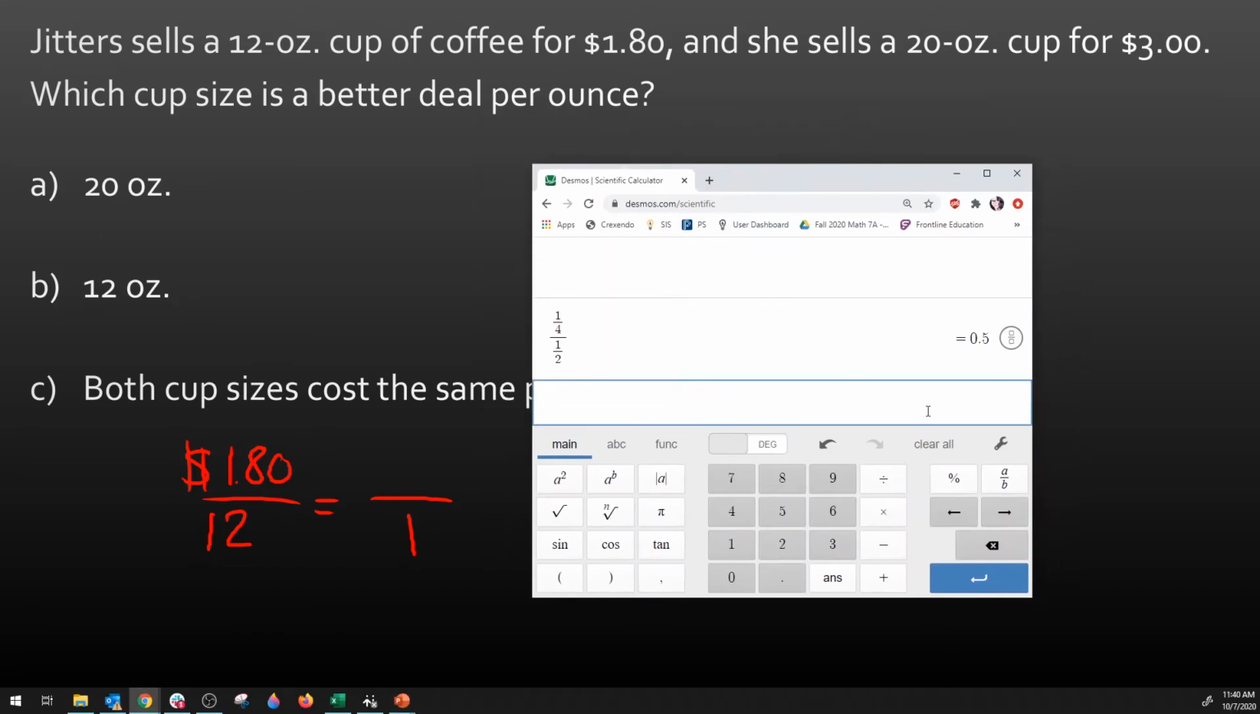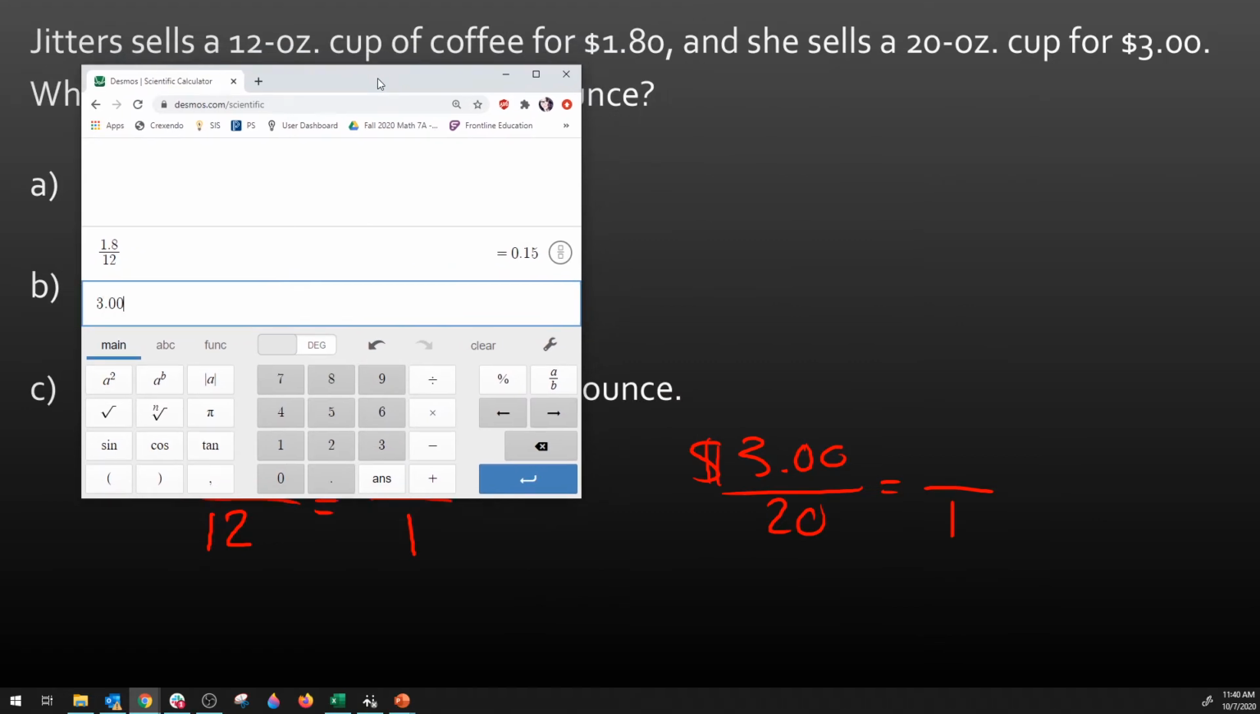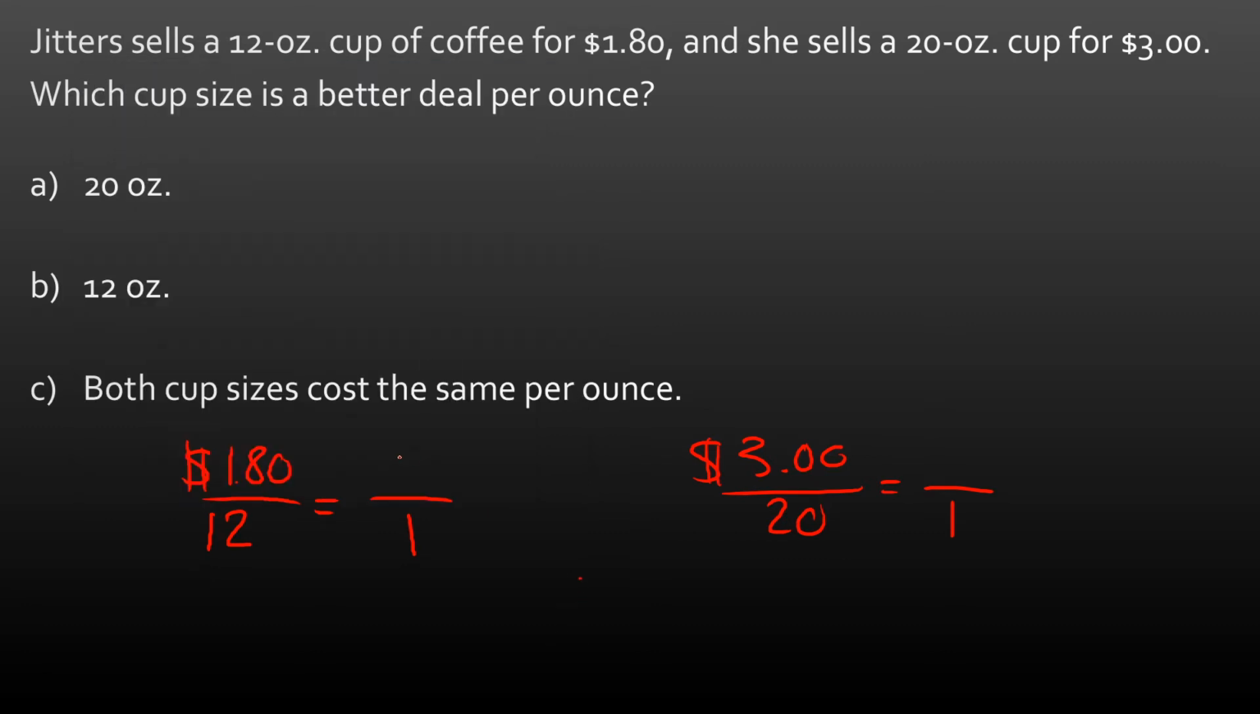So let's type this into our calculator. 1.8 divided by 12 and 3 divided by 20. So on both of these, I get 0.15, which tells me that I am paying 15 cents for each ounce of coffee, and I'm paying the same amount for each cup. So that means that both cup sizes are going to cost the same per ounce. So not one is a better deal than the other. Both are a good deal because you're paying the same amount for each ounce.